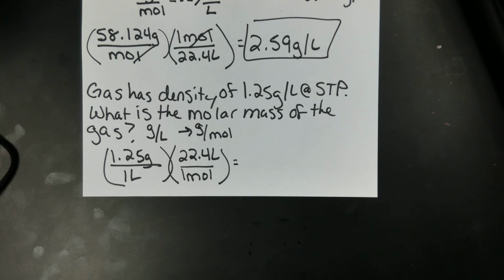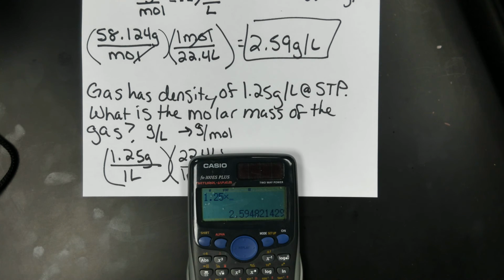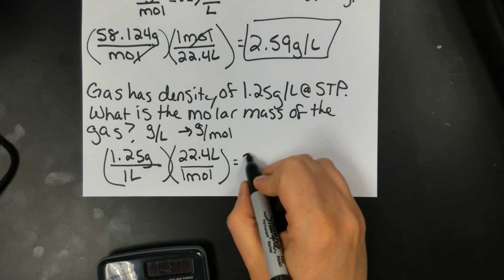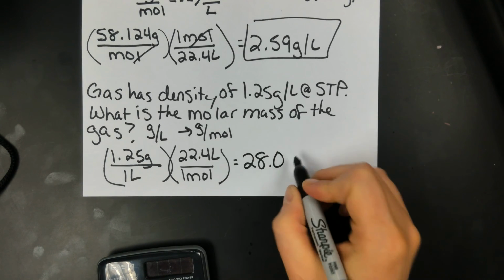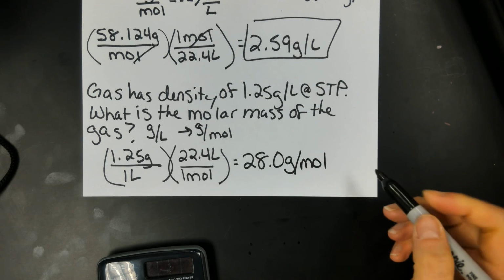So let's go ahead and calculate that. It's just 1.25 times 22.4. We get 28. So we'll say 28.0 grams per mole. That is the molar mass.